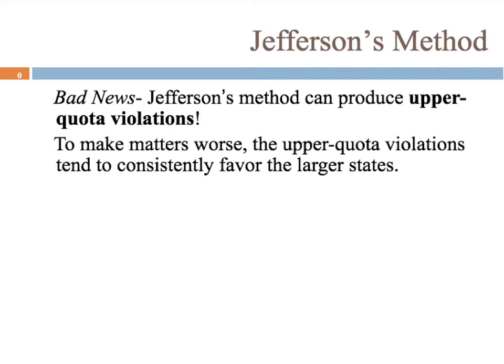Before we continue to that chart, one thing to keep in mind is that Jefferson's method can actually produce what we call upper quota violations. That's when states get more seats than they're allotted. For instance, if 34.6 is my standard quota, I should have 34 or 35 seats. If I end up with 36 seats, that's more than I'm supposed to have, and this is what can happen with Jefferson's method, and I'll show you that on the next slide.